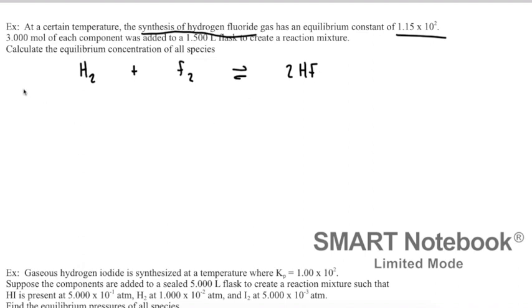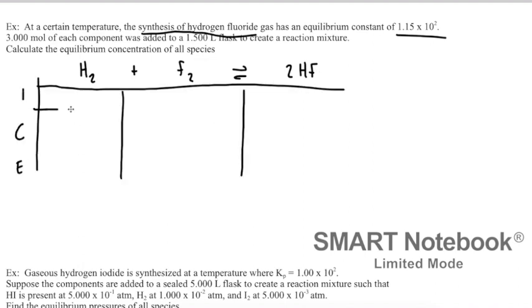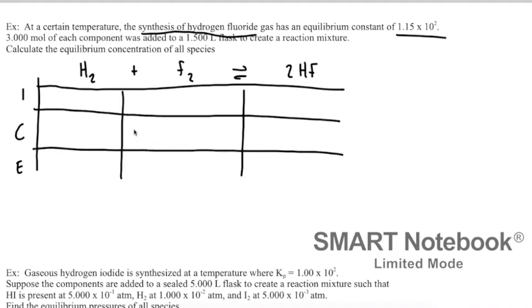All right, and I'm going to set up my ICE table. What are my initial concentrations? Remember, we're always speaking the language of concentration in here. Well, I know that initially I put 3 moles into a 1.5 liter flask. Concentration is moles per liter, so 3 divided by 1.5 is clearly 2 molar. So I start with an initial concentration of 2 moles per liter of each of these, of all of them. I make a reaction mixture of reactants and products. So that was simple.